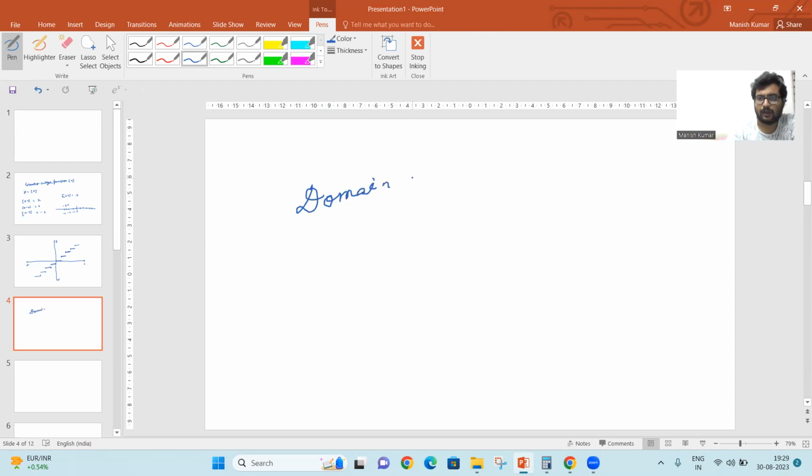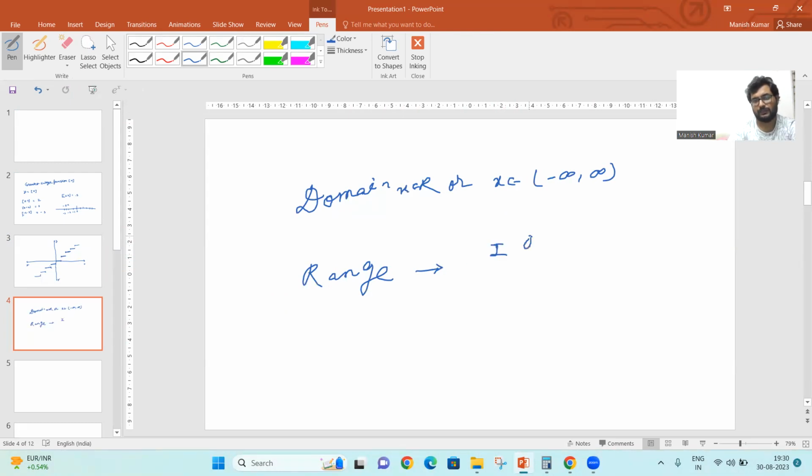So domain is R. Okay, domain is R, or you can write it like this: x belongs to R, or x belongs to -infinity to +infinity. Range is only integers. You can denote integers with I. Sometimes it is denoted as Z. Okay. Then there are some properties of this function.